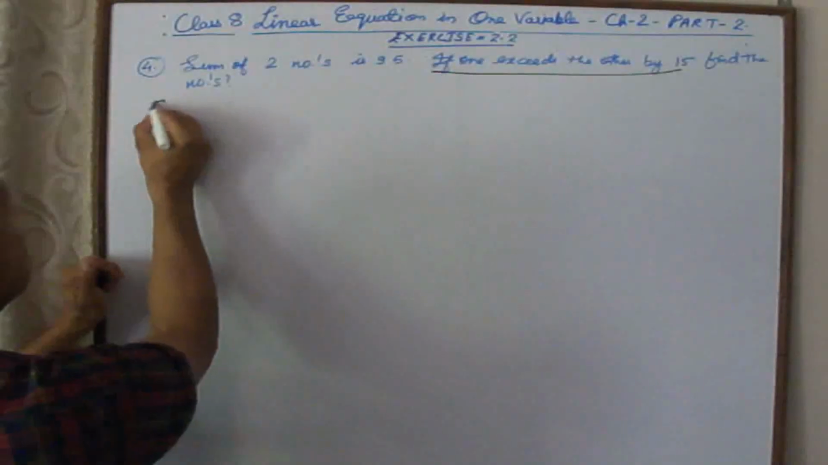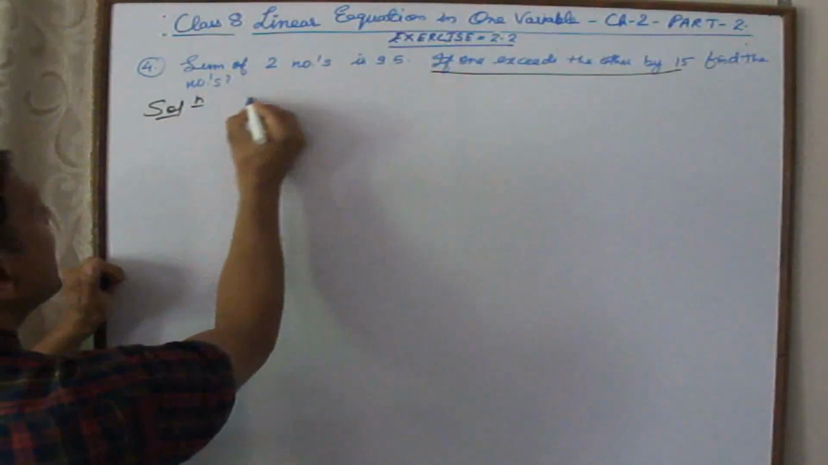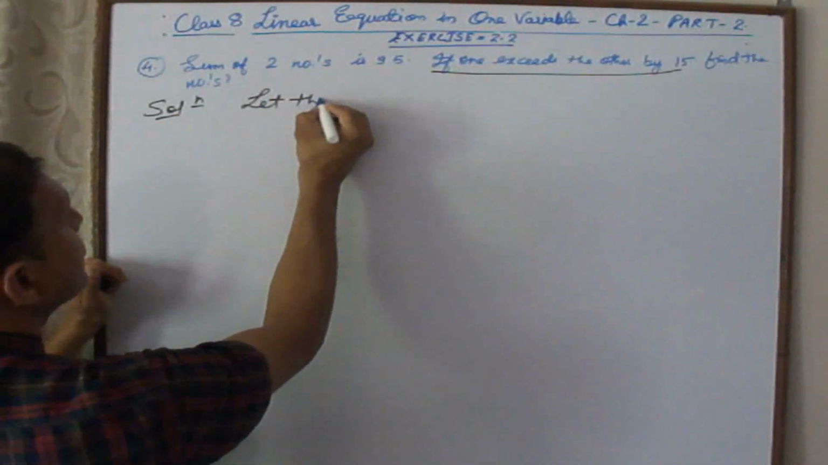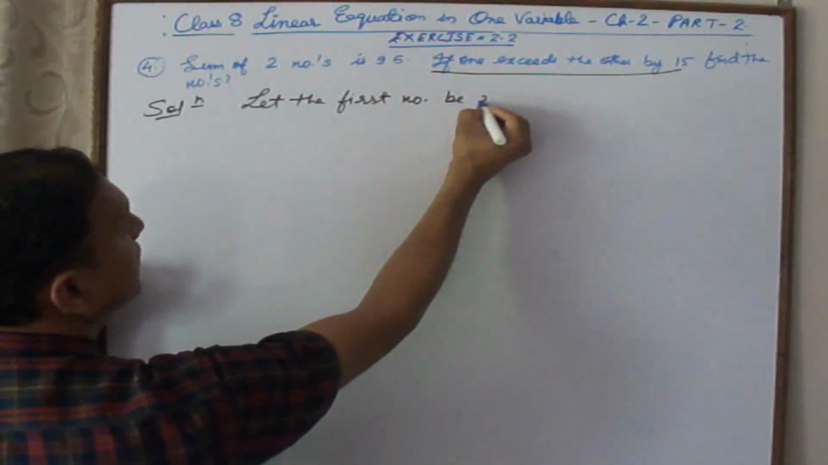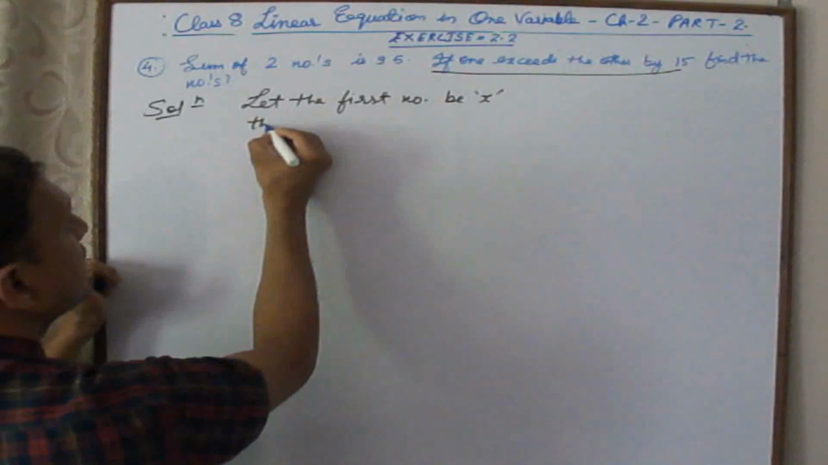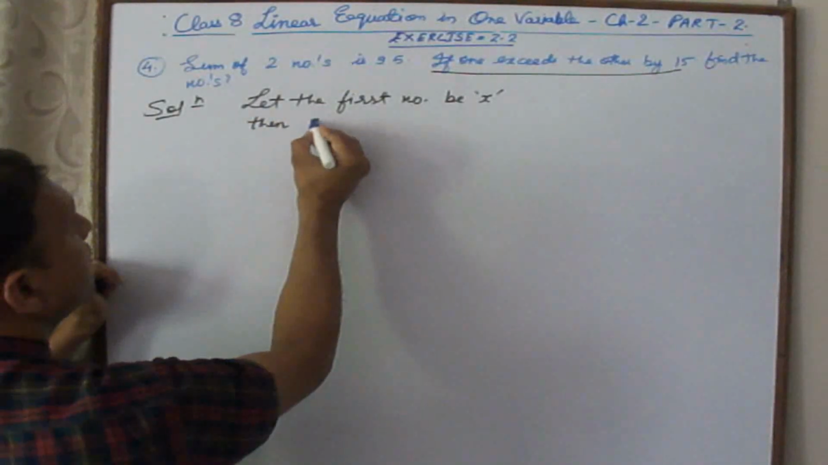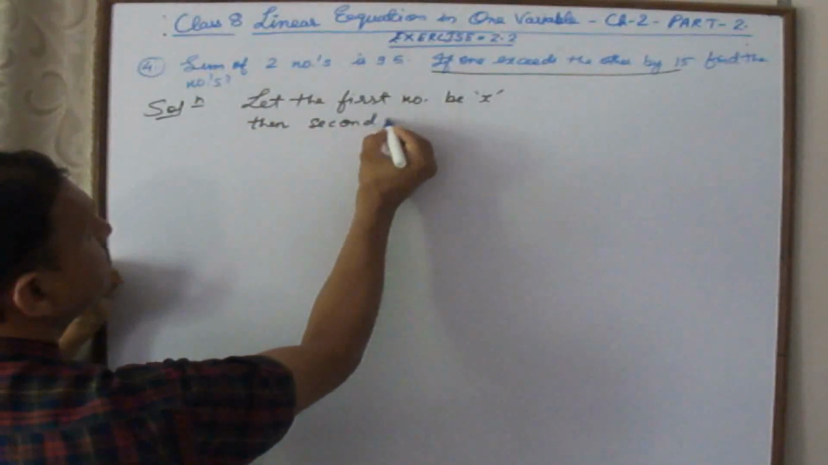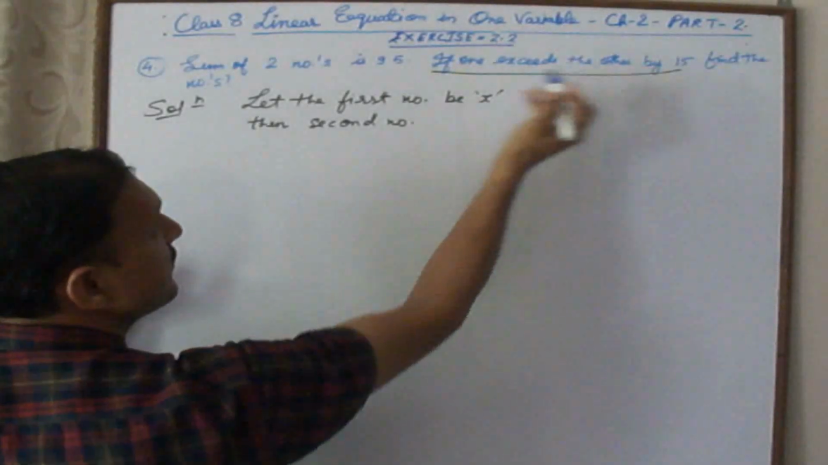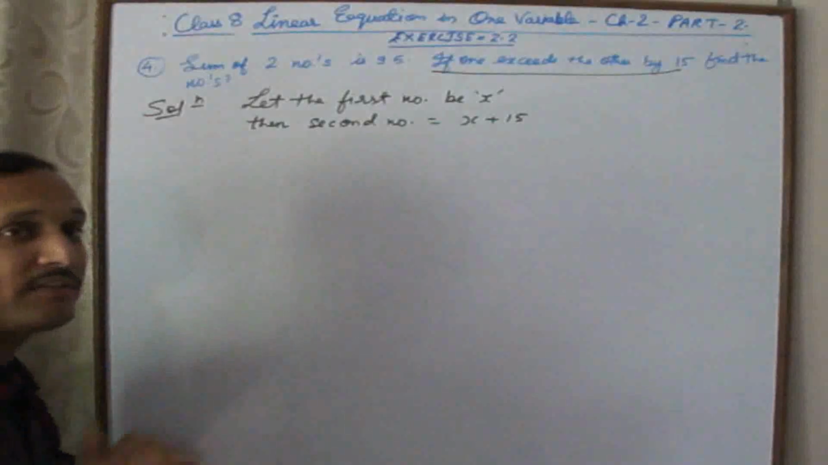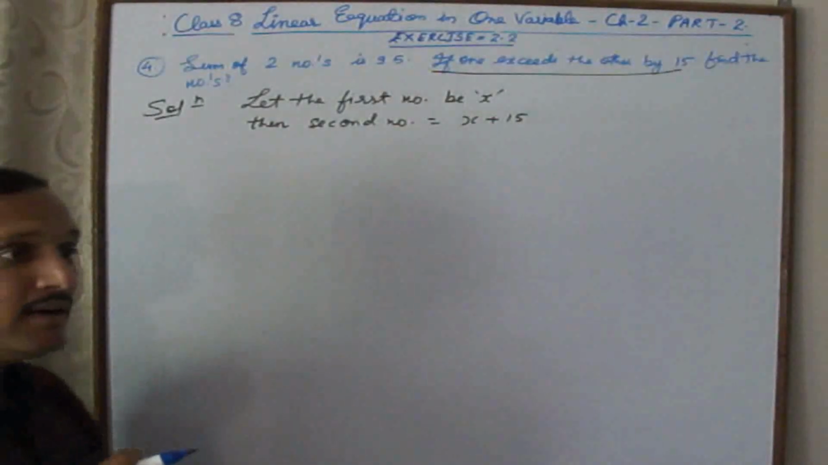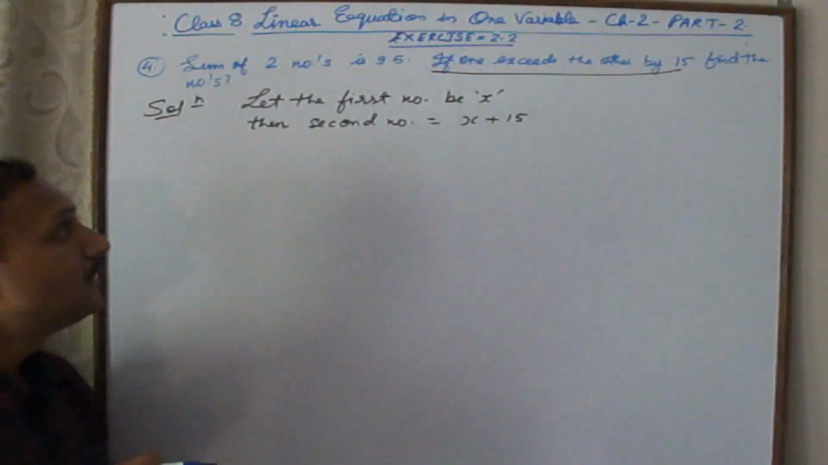So let's find out the numbers. Let the first number be x. Then what about the second number? The second number exceeds the other by 15, means the other number is 15 more than the first number. 15 more means x plus 15.